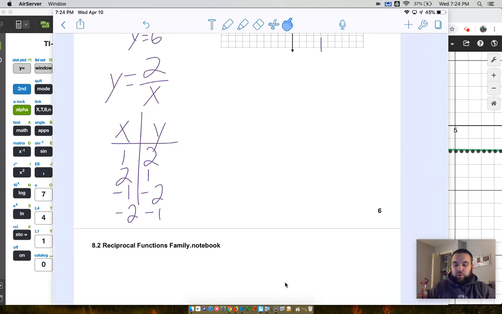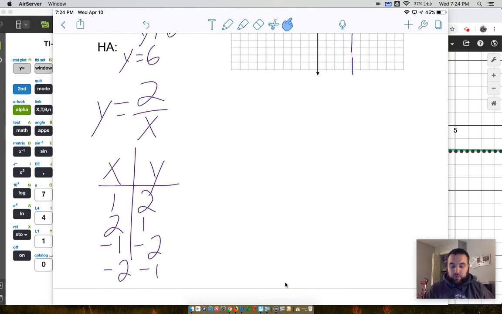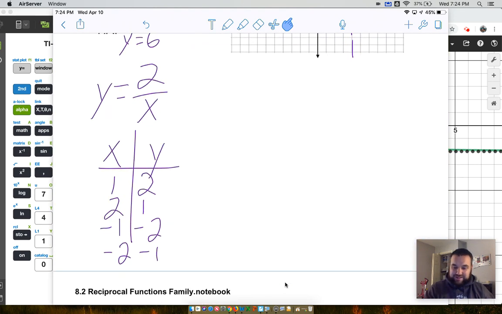Now, here's the other way to do this. Instead of taking those coordinates and translating them and moving them right 4 and up 6, what I'm going to do is plot these exact 4 points.